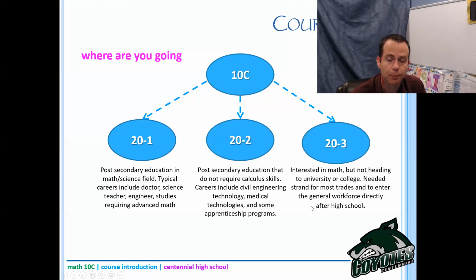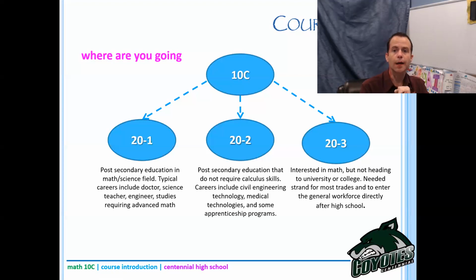20-3 is a more foundational mathematics program. So you're interested in math, but you're not heading to university or college. If you want to go to university or college, you need to be thinking about getting a mark that gets you into -1 or -2. If you're thinking you want to go right into the workforce, or maybe take a trade or something like that, -3 might be the better option for you.